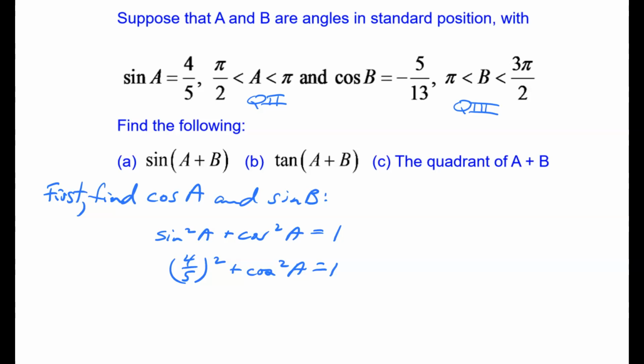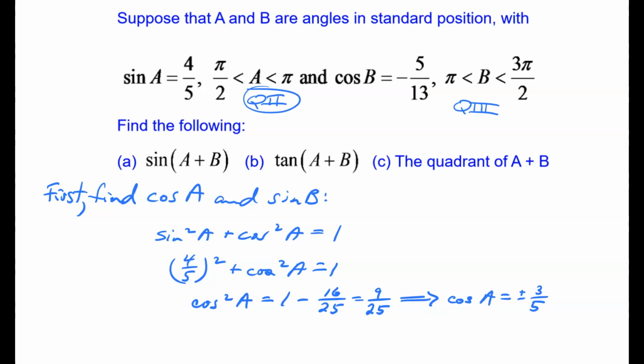4/5 squared is 16 over 25. So we can quickly get to cosine squared a is 1 minus 16 over 25. And 16 over 25 from 1 leaves us with 9 over 25, since 1 is 25 over 25. Now from that we can figure out that the cosine of a, well, normally we would say the cosine of a is plus or minus 3/5. However, we know that angle A is in quadrant 2. And in quadrant 2, the cosine is definitely negative.